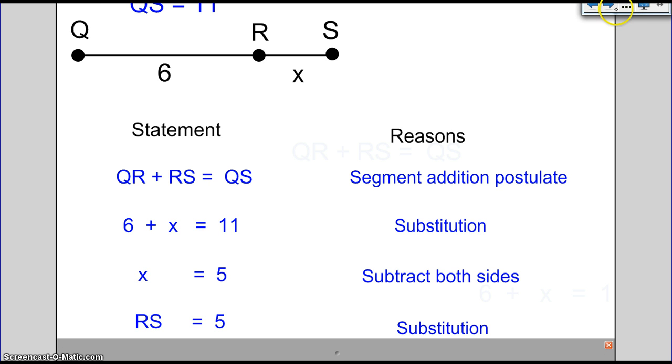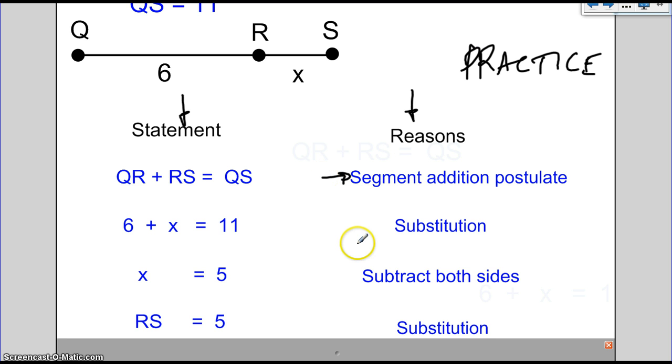Same thing. What did I do? Why did I do it? And you'll start to notice that the more you do this, the more you practice, you'll notice that it looks the same. Segment addition. I did that. I substituted numbers. I subtracted from both sides. Then I plugged it back in.